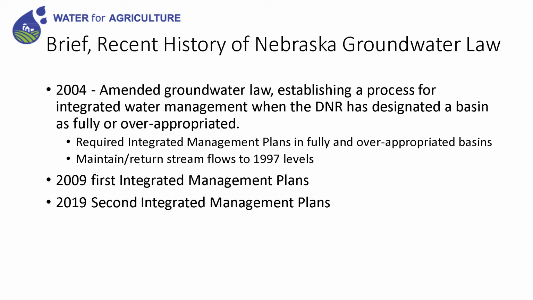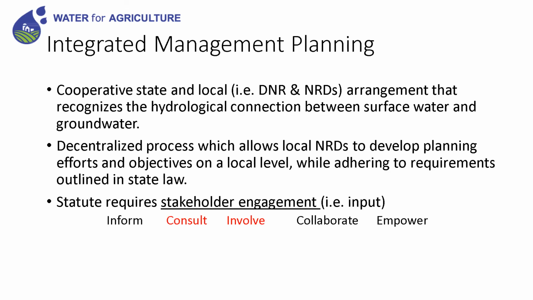It requires integrated management plans every 10 years. The first integrated management plans in Nebraska were completed in 2009, and the second 10-year plans were completed in 2019. Integrated management plans are cooperative state and local arrangements. That is, the State Department of Natural Resources and the local natural resource districts in these fully appropriated areas recognize the hydrological connection between the surface water and groundwater. This decentralized process allows local NRDs to develop planning efforts and objectives on a local level while adhering to the requirements outlined in the state law.